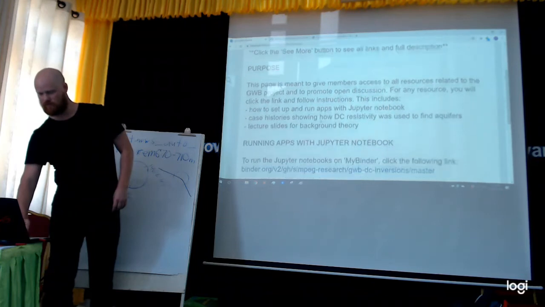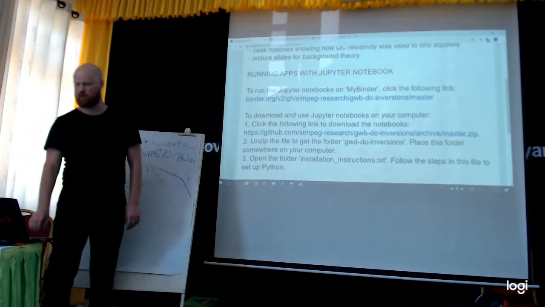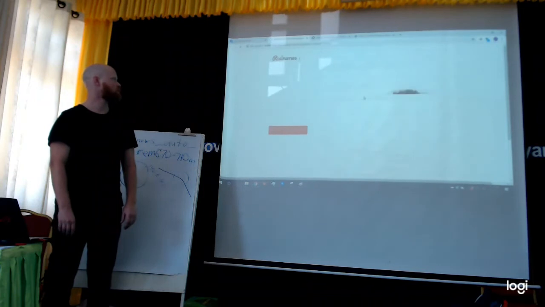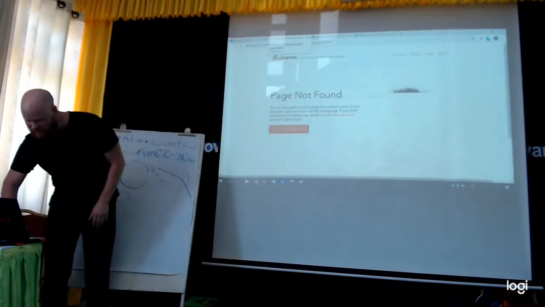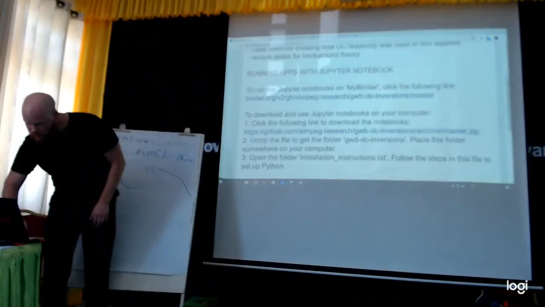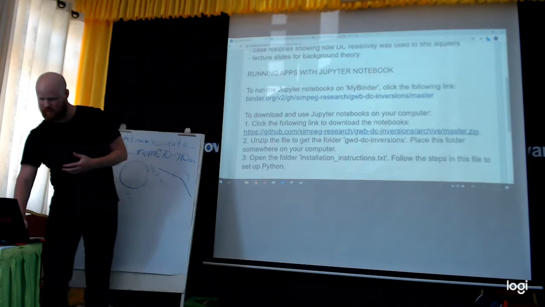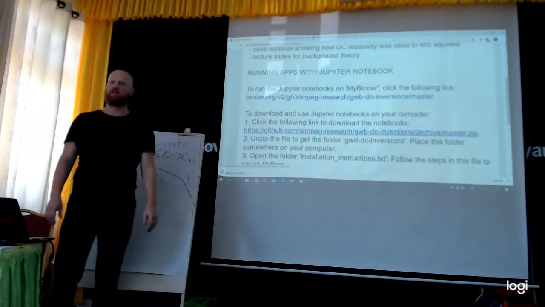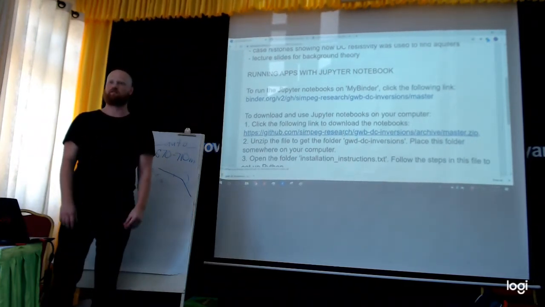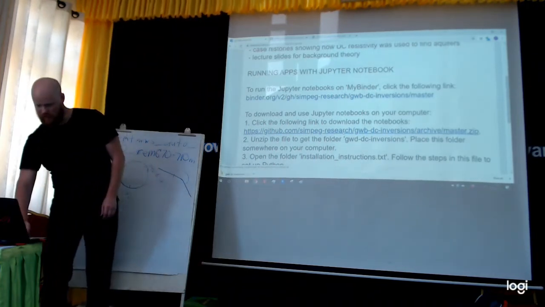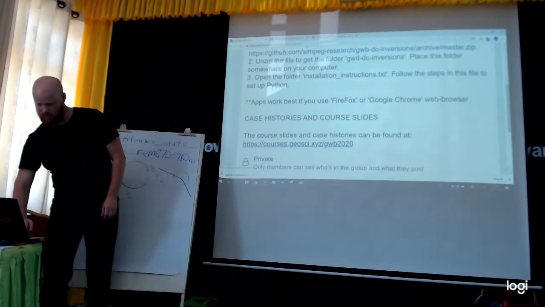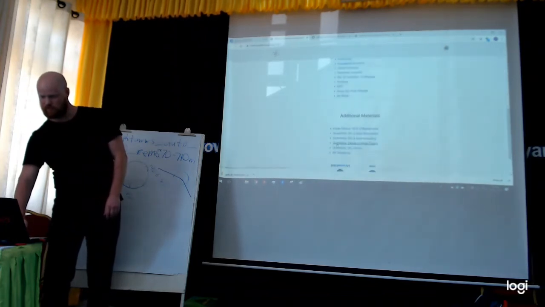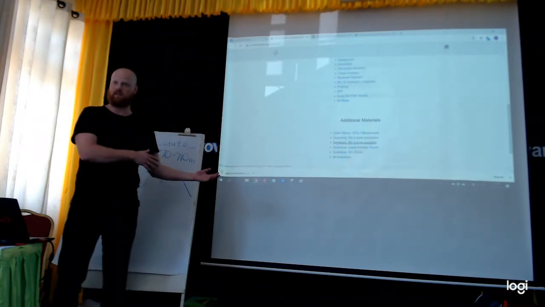So we have how to run the apps with Jupyter Notebook. You click the link. Oh, didn't find it. So I need to maybe fix that. So I'm going to try and put the links. I think this one works. So this one downloaded the notebooks in that zip file. Just notebook download. And we have the one for case histories, if this works. Case history. And the lecture slides. So if I make this, will this be useful to you?